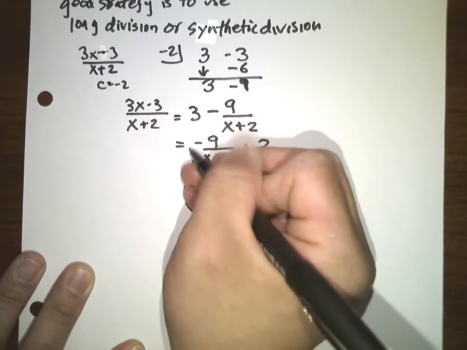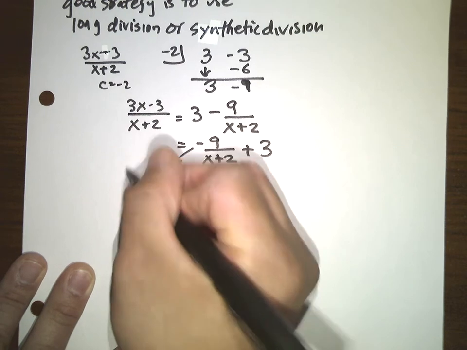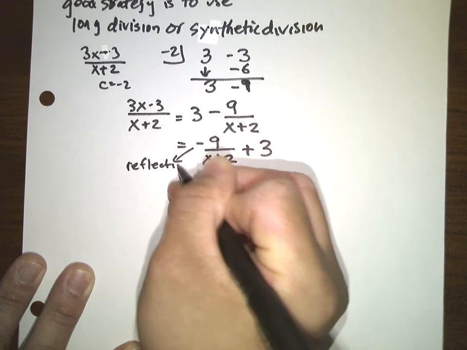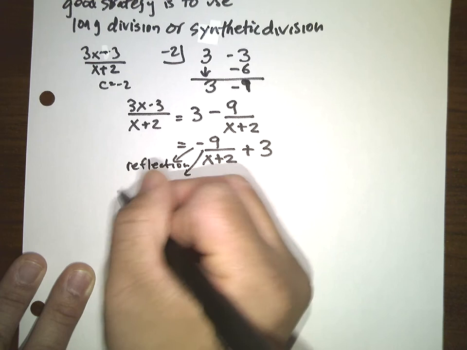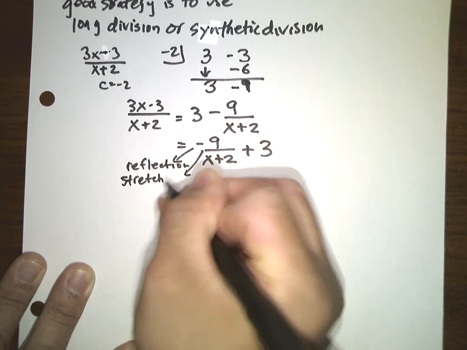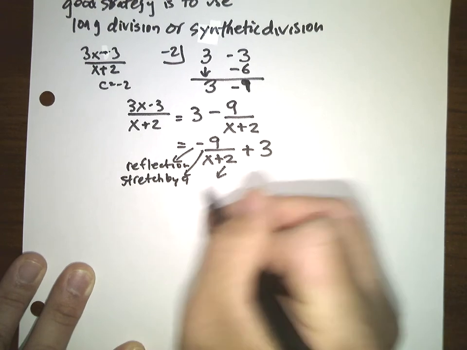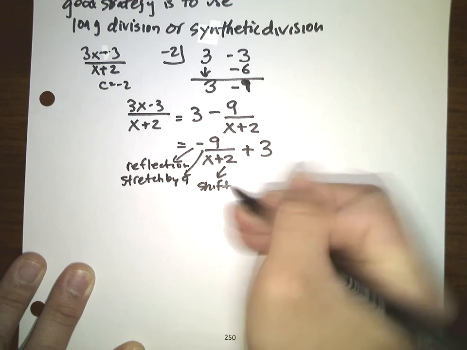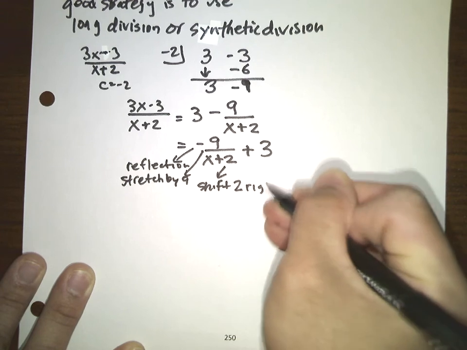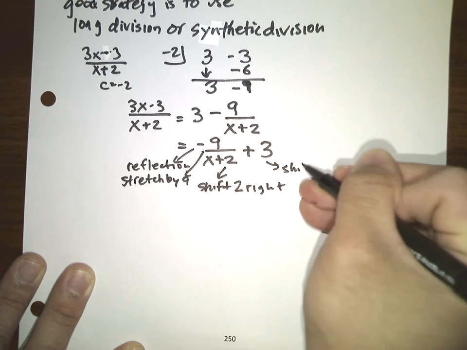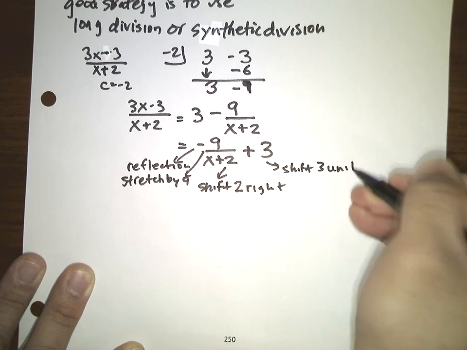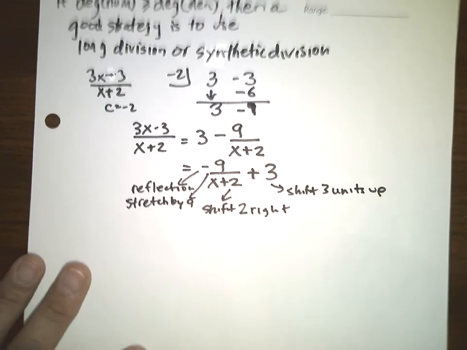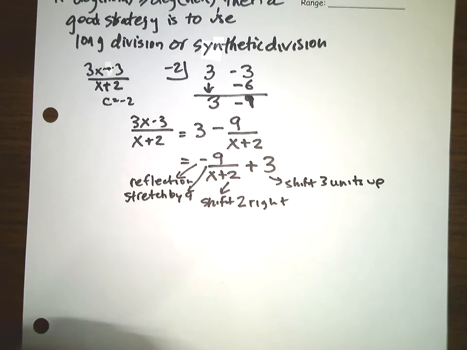So I can see that there is a reflection, there is a stretch by 9, there is a shift 2 units to the right, and there's a shift 3 units upward. So then I can just graph this by using transformations. Please keep that in mind also.